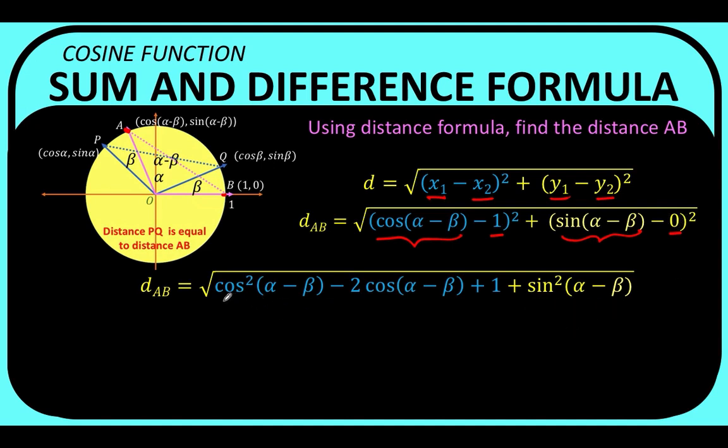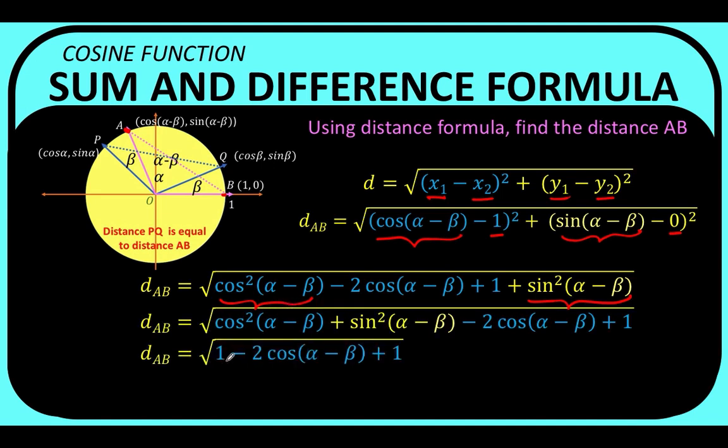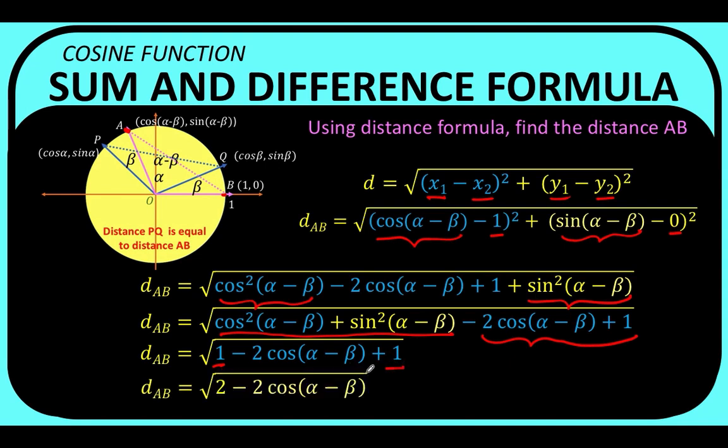Notice here also that you have the cosine squared of an angle plus the sine squared of the same angle, which is equal to 1 using our Pythagorean identity. And therefore, we can simplify this further as 1 minus 2 cosine (alpha minus beta) plus 1, because this part here is just equal to 1 using the Pythagorean identity. And then you have here a constant 1 and another constant 1. So we can combine these two constants to arrive at the distance between points A and B equals the square root of 2 minus 2 cosine (alpha minus beta).